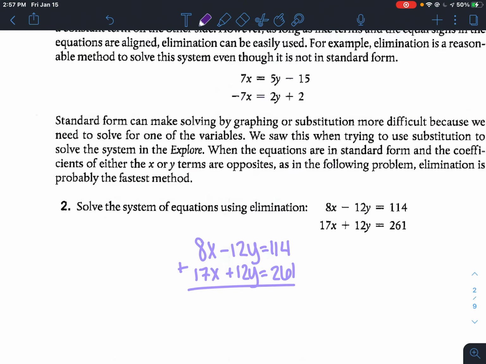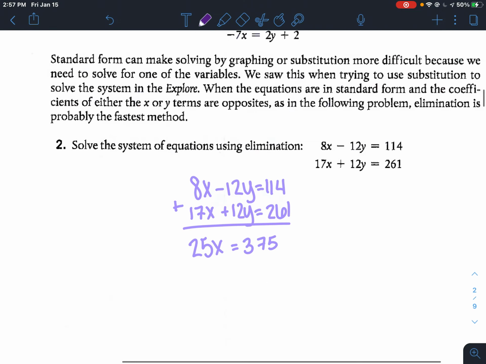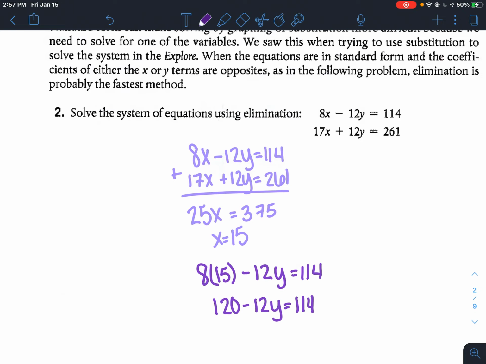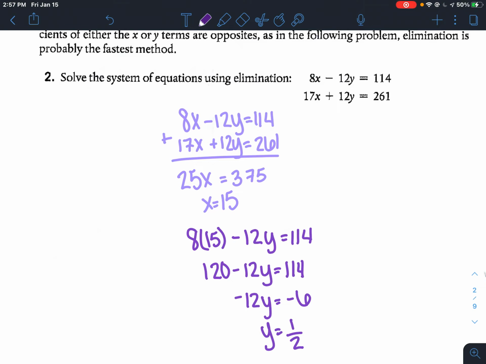So I can add these two equations together. Just write them, add them together, and when that happens, the y variable cancels out. I'm left with 25x equals 375. Divide by 25, x equals 15. Okay, going pretty fast so far. Now I'm going to take that x value and plug it back in to one of those two equations, probably the first one because those numbers are smaller, to solve for y. So plugged it in. 8 times 15 is 120. Subtract 120 from both sides and divide by -12, so y equals 1/2. X is 15, y is 1/2, and that is my solution.